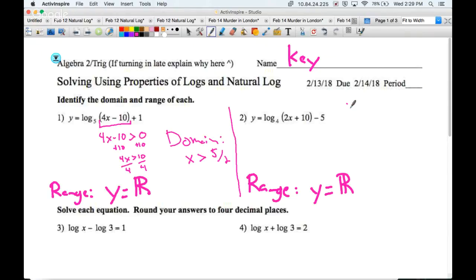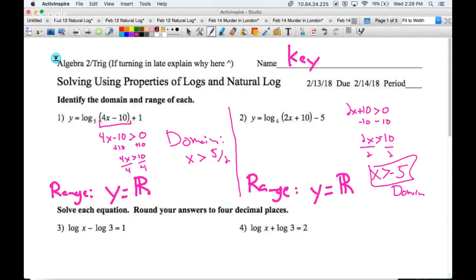Try the same thing over here. 2x plus 10 must be greater than 0. Subtract 10 from both sides. 2x must be greater than -10. Divide both sides by 2. X must be greater than -5. And that's our domain for this problem.